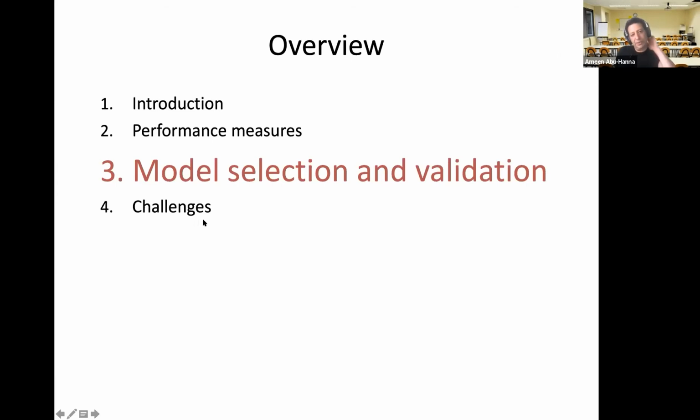Okay, so we have covered now two parts. The introduction, what are prediction models, where they're used. We covered the performance measures, and now we see how we use them. One important topic is model selection, and the other is how to validate the models. And by validation, I mean getting an honest estimate of how well they perform on unseen data sets.